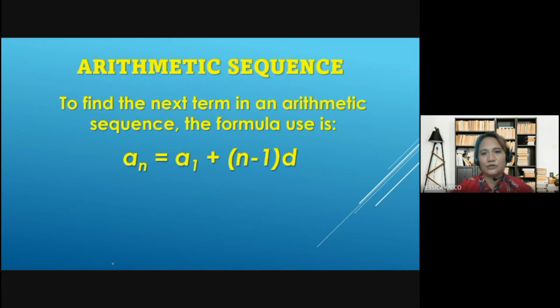To find the next term in an arithmetic sequence, we have this formula, which is a sub n is equal to a sub 1 plus quantity n minus 1 multiplied by d. From the previous lesson, we have encountered what we call the general rule of a sequence. So all of those rules are anchored in this formula.